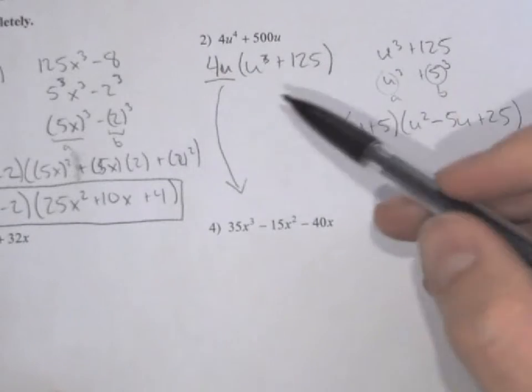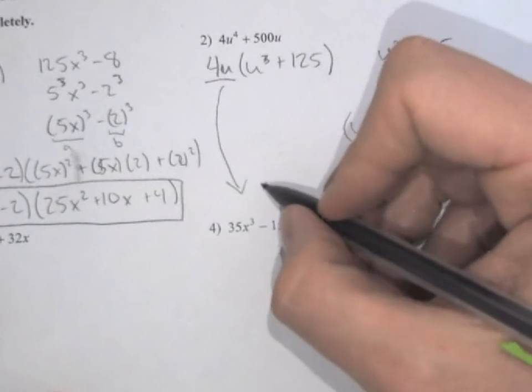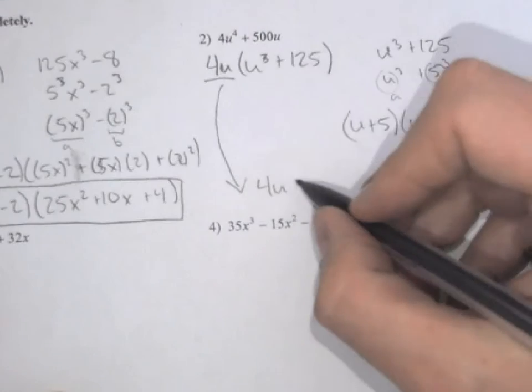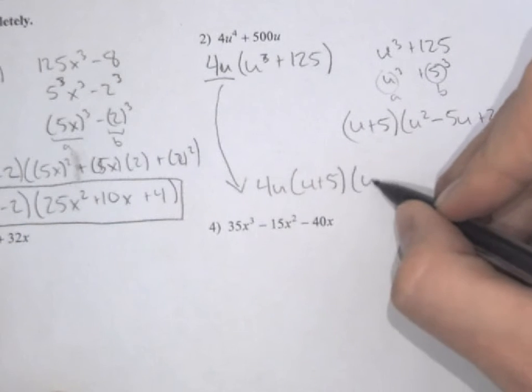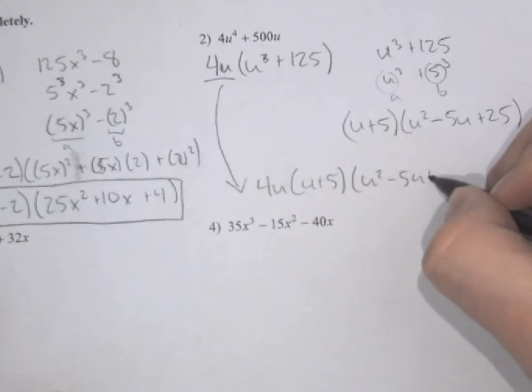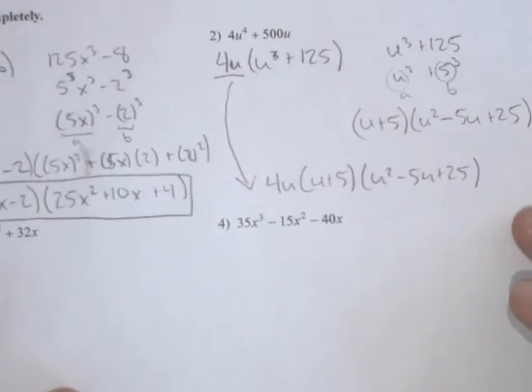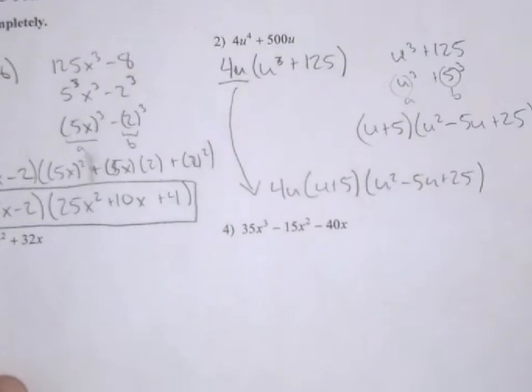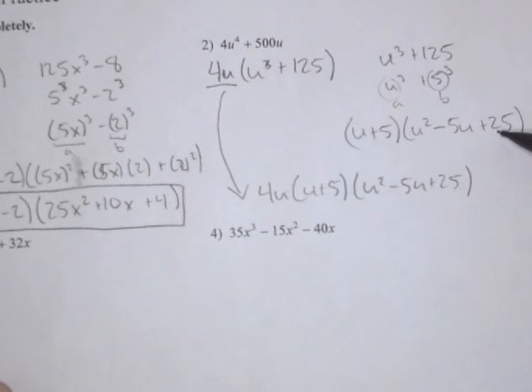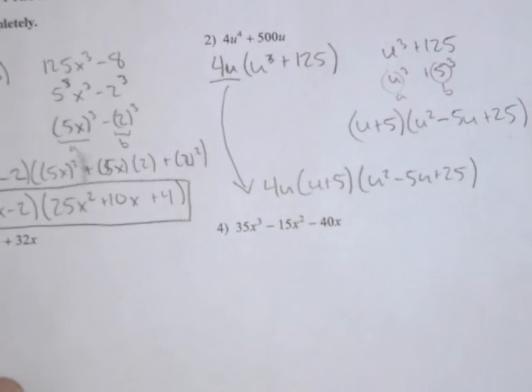The problem is we don't want to forget our greatest common factor that came out. So I have a 4u, I have a u plus 5, and then I have a u squared minus 5u plus 25. Okay, so we did step 1, greatest common factor. Step 2, we noticed that we had a sum of cubes, and we factored that sum of cubes. Step 3 then would be to check to see if anything else is factorable, right?